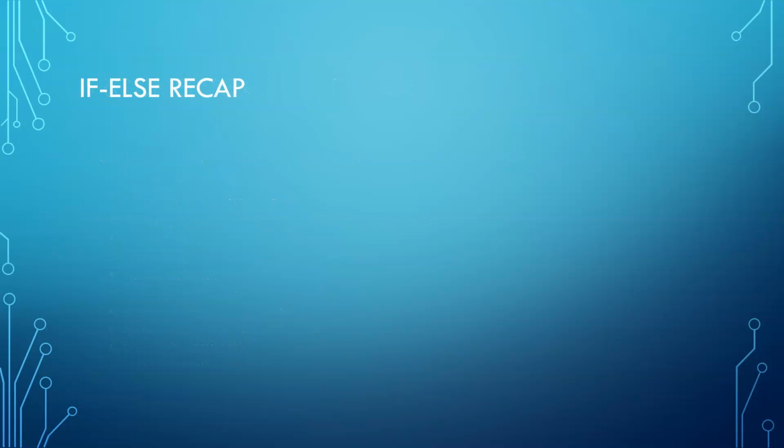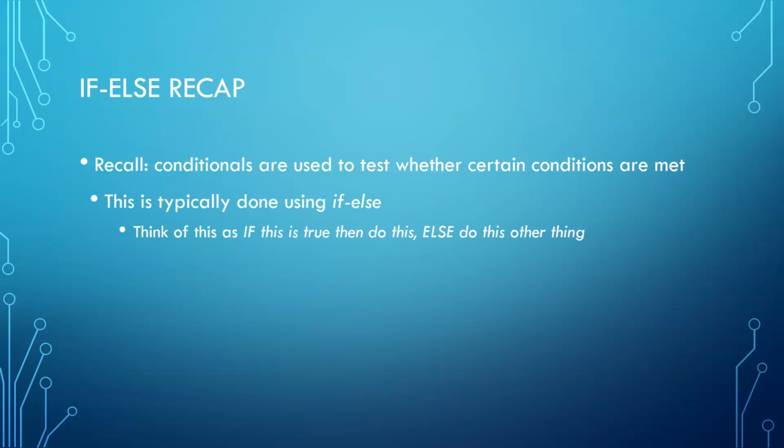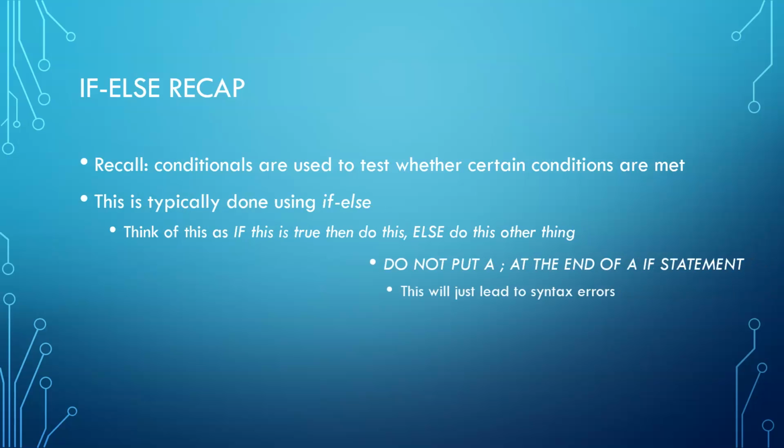Let's do a quick recap of how if-else works. Conditionals are used to test whether certain conditions are met. This is typically done using if-else. A good way to think of this is: if this is true, then do this thing, else do this other thing. You're going to test to see if this is true, I want to do something. Otherwise, if it's not true, I'm going to do something else.